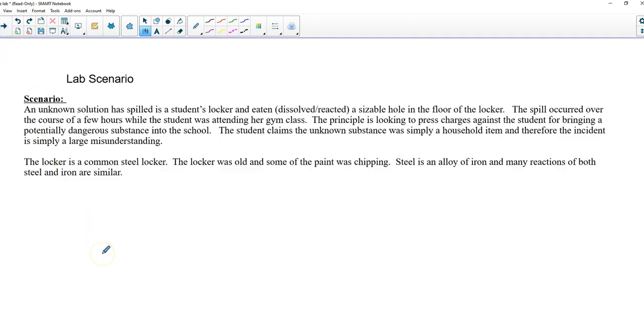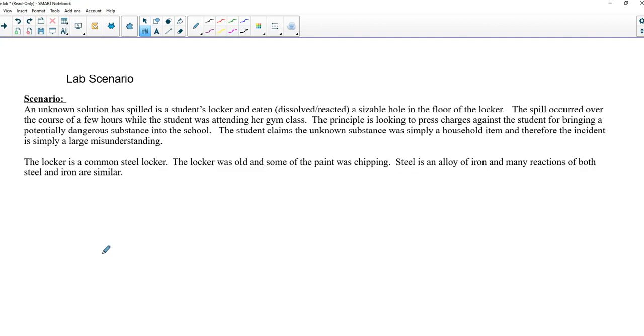All right, so finally, what's our lab scenario? It appears that a solution has spilled in a student's locker and dissolved or reacted to produce a sizable hole in the floor of the locker. This is something that very easily could happen. The spill occurred over a course of a few hours while the student was attending her gym class. The principal is looking to press charges against the student, making them pay for the fix, for bringing a potentially dangerous substance into school. The student claims the substance was simply a household item, and therefore the incident is simply a large misunderstanding.